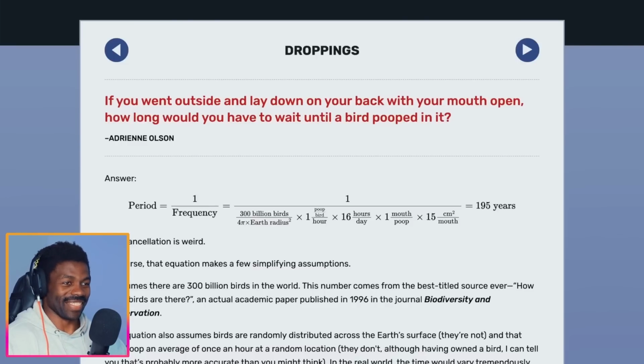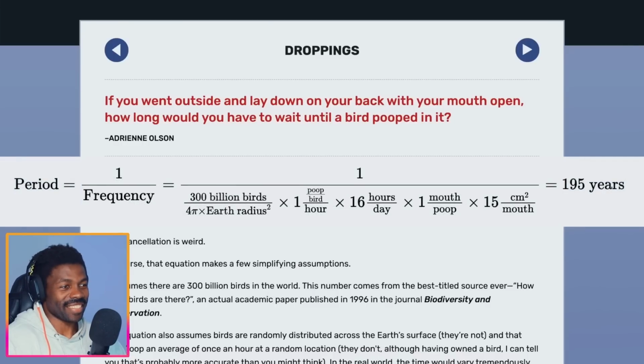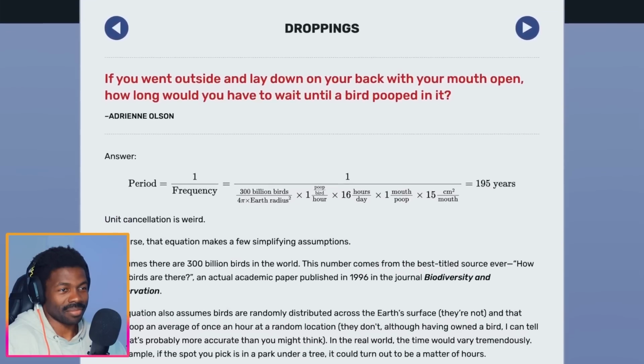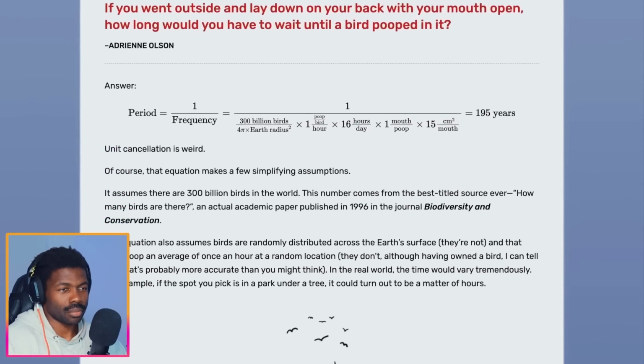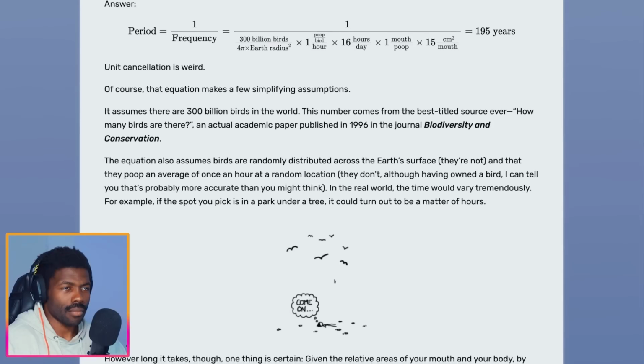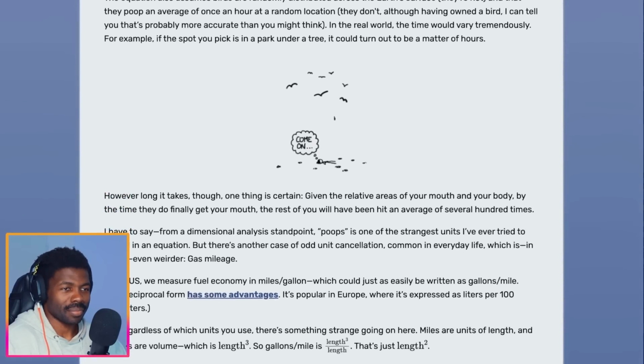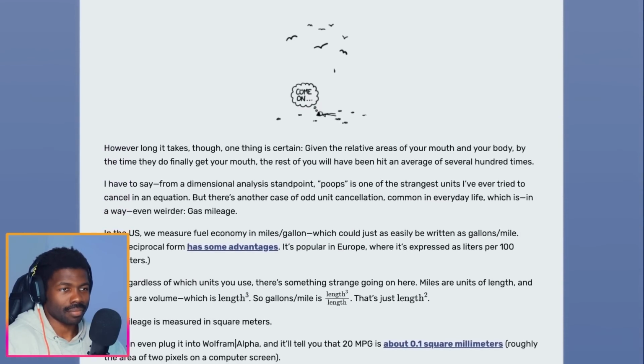Yep. Munroe answers this question with a single equation containing a lot of funny units, like poops per bird per hour, in which everything cancels out to give a single figure of 195 years. On the topic of weird unit cancellation, Randall then goes on a tangent into a very commonly used unit which has a similar sort of strange cancellation: gas mileage, or fuel efficiency. I recommend just reading the article since it's very short, but let me give a quick rundown.